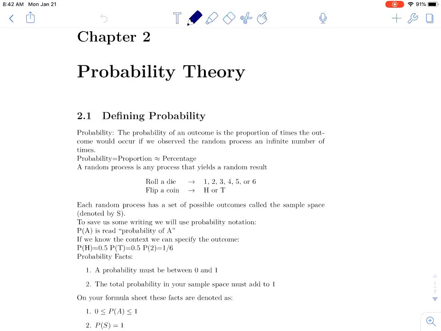Like I said, we'll be dealing with probability, and we'll be talking about probability throughout the rest of the course, right? After all, we are talking stats here, so in one way or another, we are going to talk probability, but chapter 2 is the only one that I'll call probability. And so the probability of an outcome, the definition here, is the proportion of times that the outcome would occur if we observe the random process an infinite number of times.